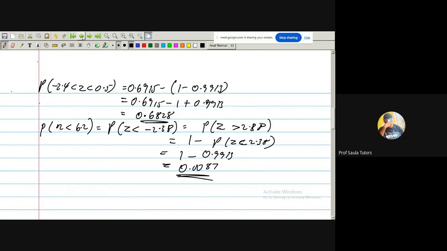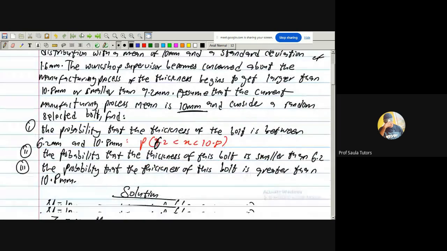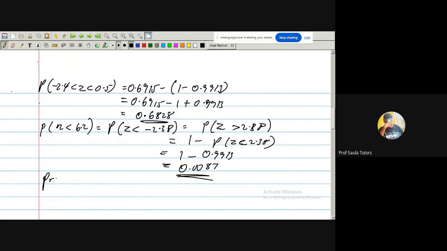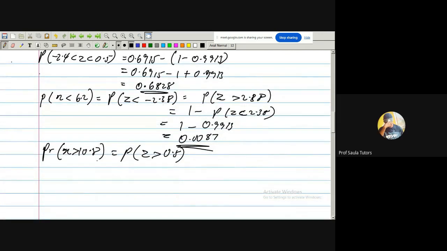So the last one, they said that we should find the probability that the thickness of the bow is greater than 10.8. This is the probability of Z greater than 10.8 in the standard form. That gives us what? 0.5. Yes. Okay, so let's go. The probability of Z greater than 0.5 is 1 minus the probability of Z less than 0.5.